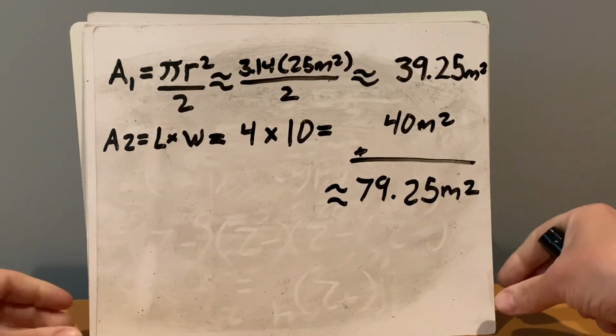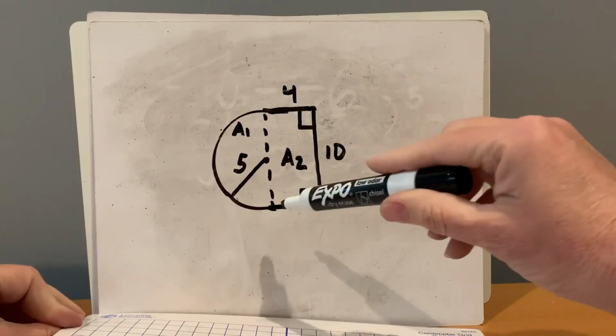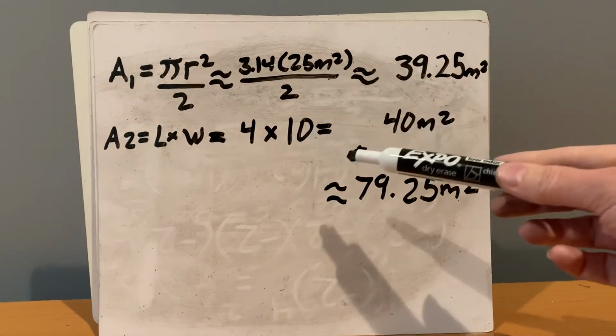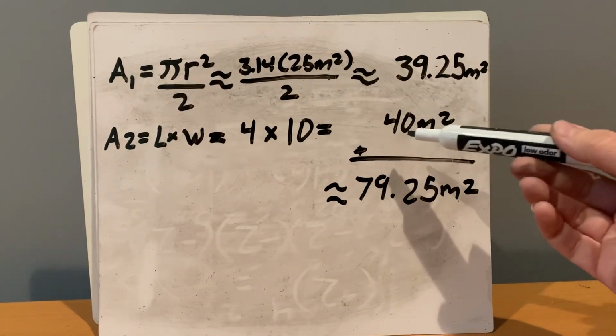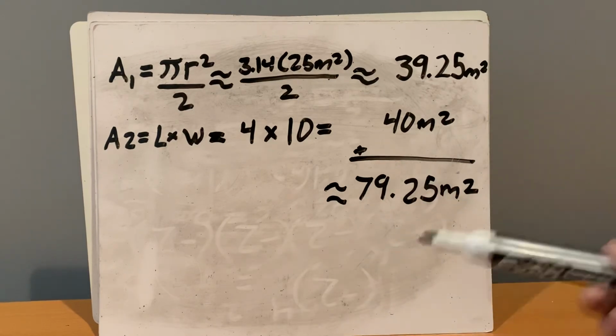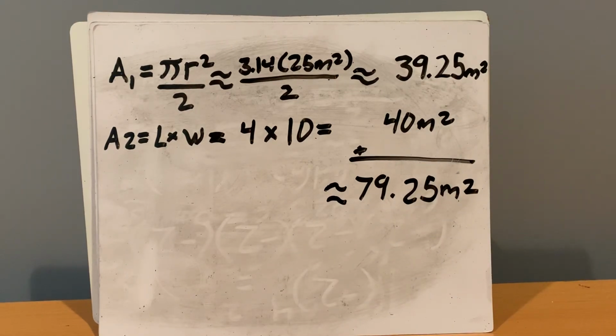Area 2, which is the area of the rectangle, is length times width, which is 4 times 10, which is 40 meters squared. We add those two together and we get approximately 79.25 meters squared.